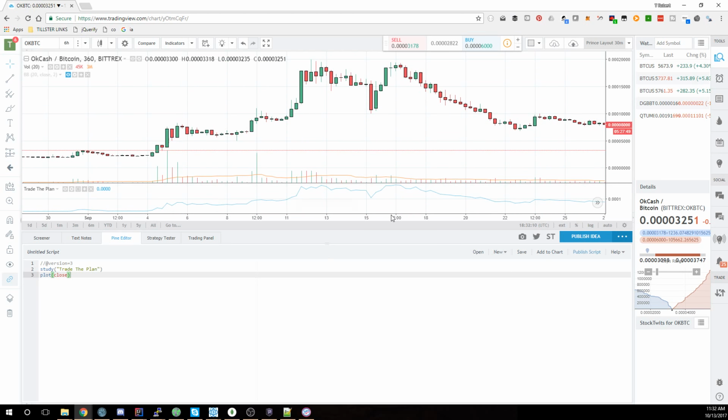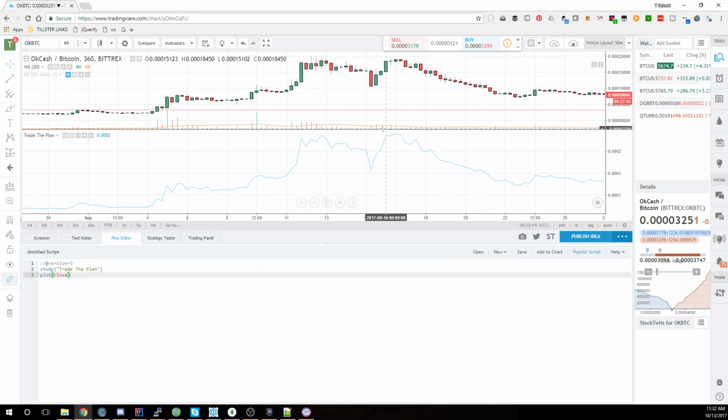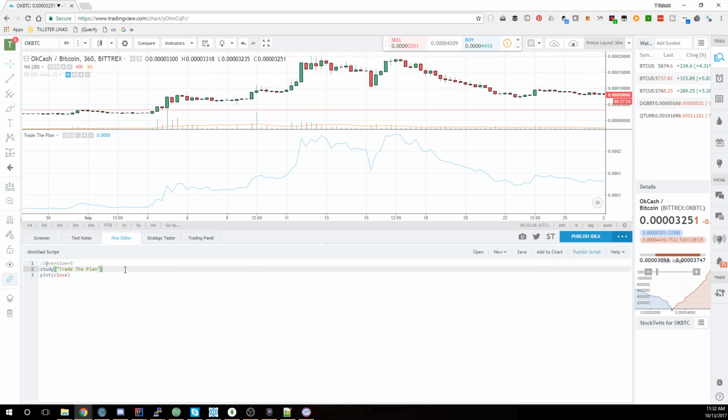When I add it to the chart, it adds a new indicator, and it plots, predictably, the close, which pretty much matches our candle chart. We're just looking at the candles, except we're only looking at the close. Now, let's say that we wanted to do something a little bit more interesting, besides just redrawing the chart.